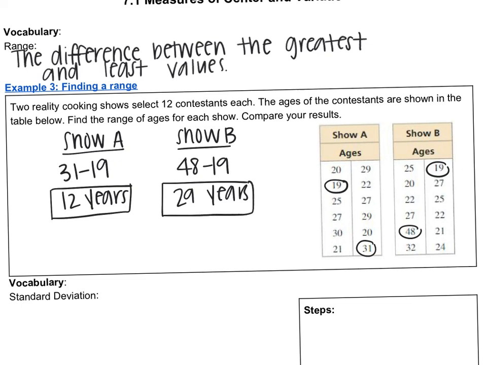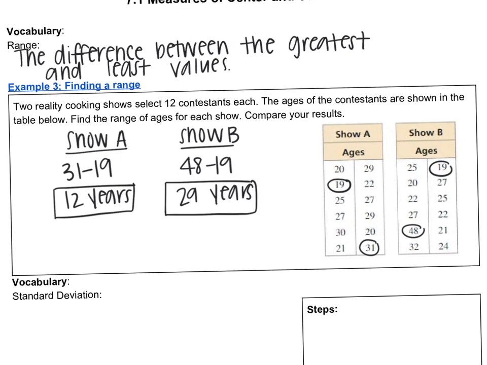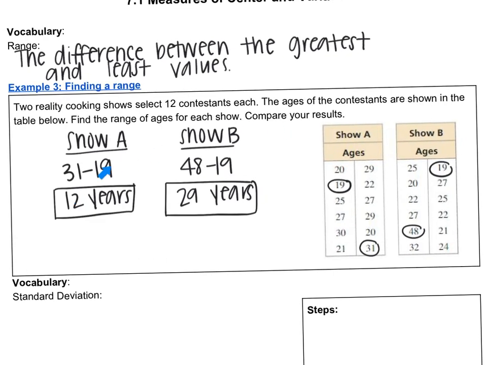Range can be useful for us. It can show us how spread out our data is. So it can be helpful in that. And then I kind of already said this, but the compare your results part, well, we know that show B has a greater range of ages than show A.